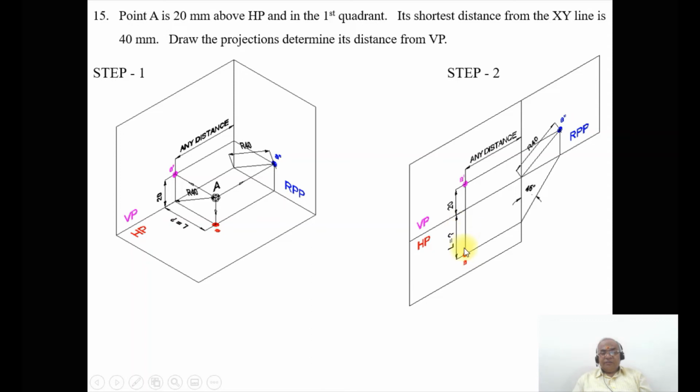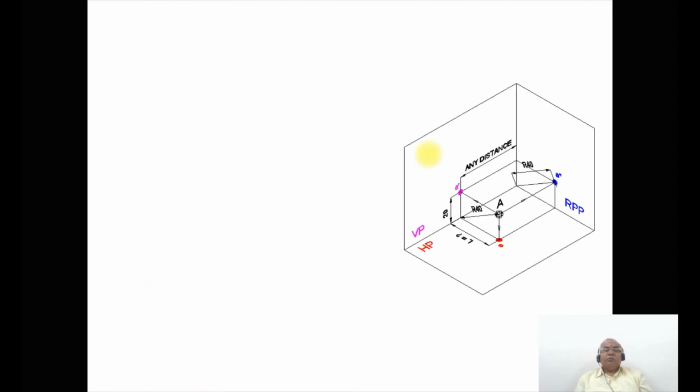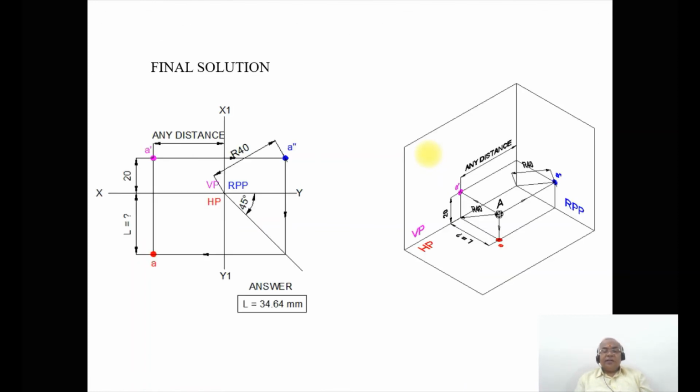identify the distance from the XY line to the top view point A. Then you call this L is equal to question mark. So this is how you will be able to analyze this problem by using both the 3D and the orthographic projection. To write the final solution, this will be the reference.